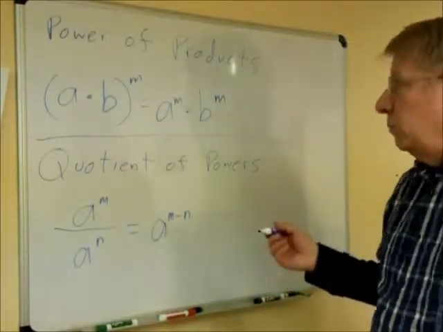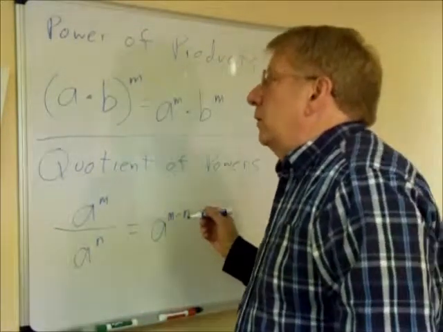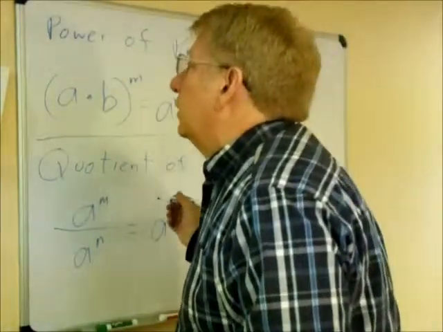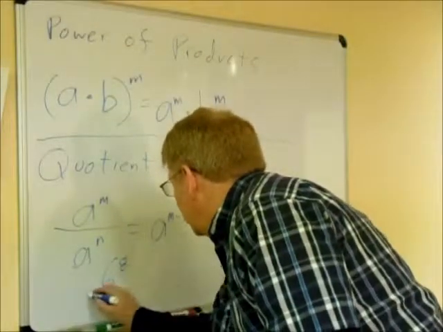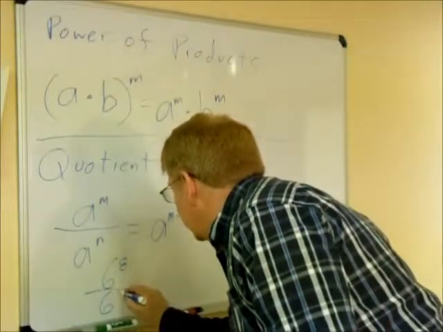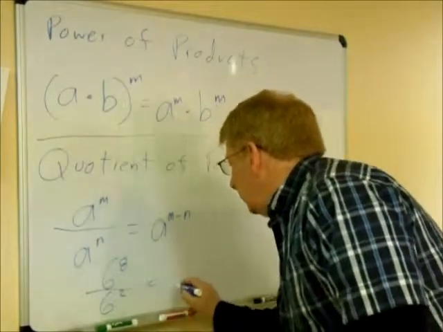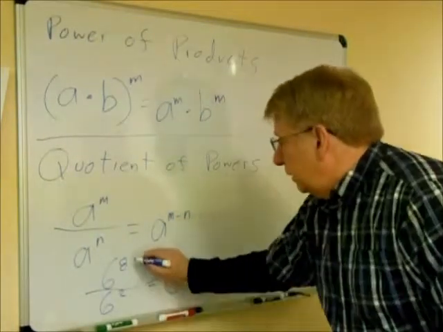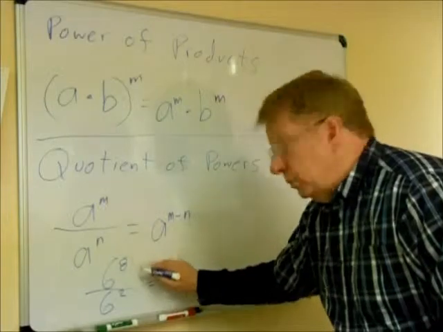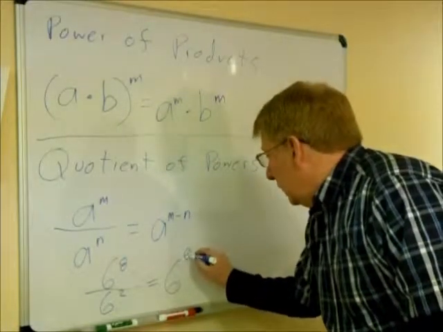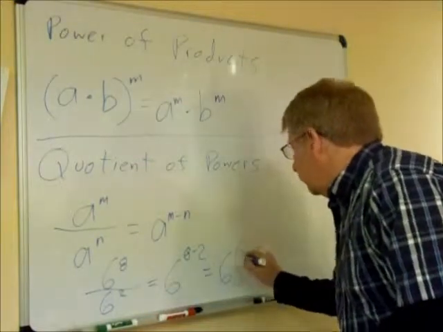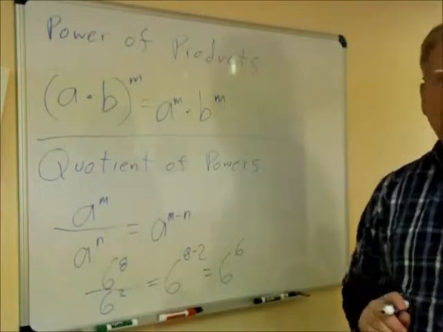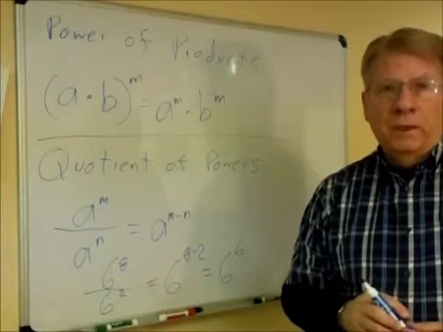And if we use a number example for that, we could take 6 to the 8th divided by 6 to the 2nd. And we would end up with 6 to the, we subtract the bottom exponent from the top, 6 to the 8 minus 2, which is 6 to the 6th. So that's the quotient of powers.